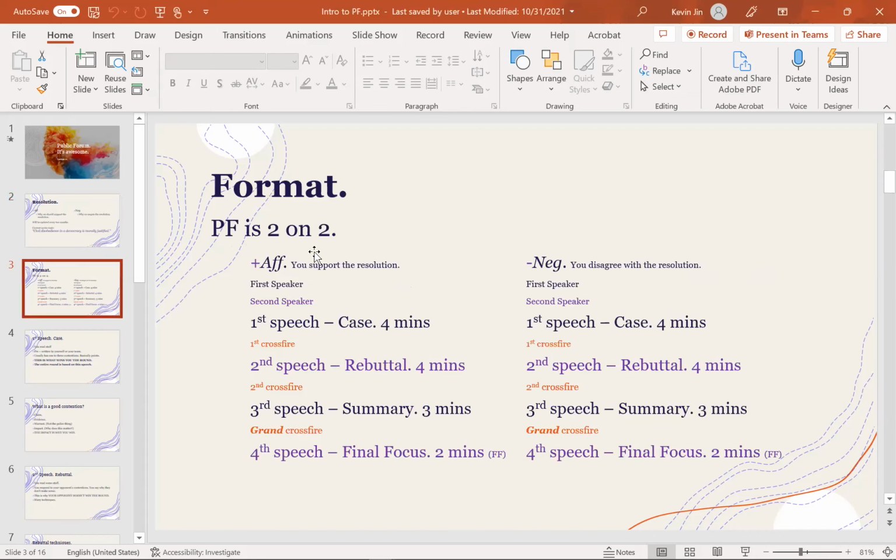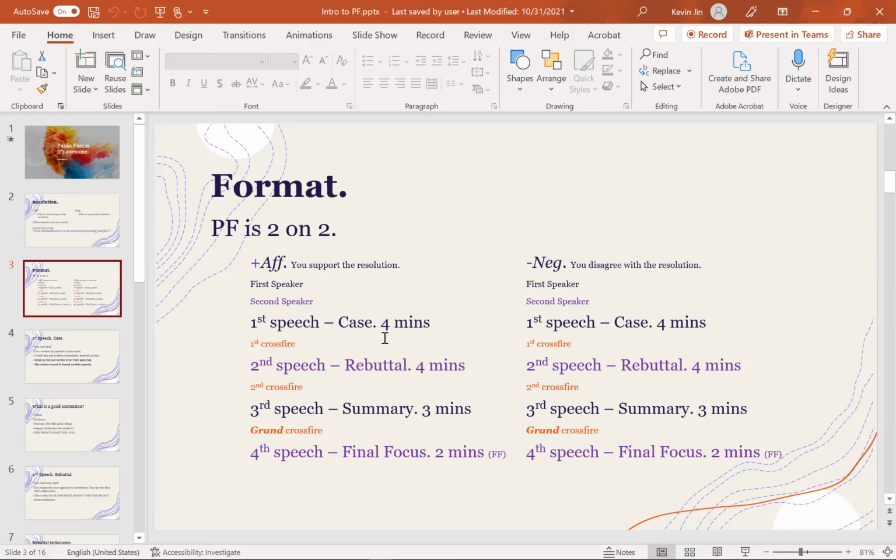All right, let's talk about the format a little bit. PF is 2-on-2. You have, of course, an affirmative side and a negative side. So you have 4 speeches. The first speaker is going to cover the first and third speeches, and the second speaker is going to cover the second and fourth speeches. The first speech is your case, the thing that you read that contains all of your arguments, and that is going to be prepared before the debate starts.